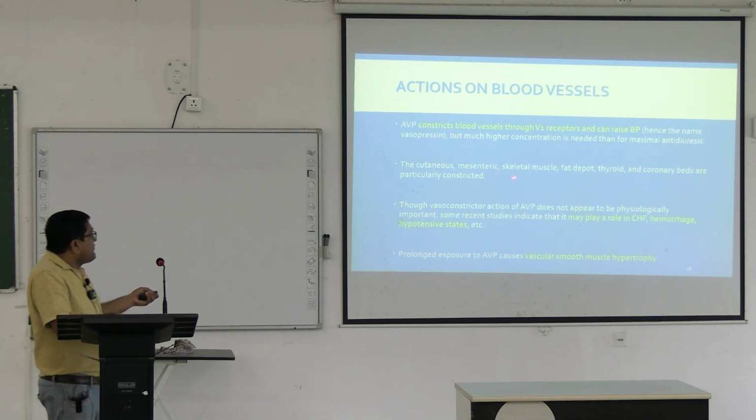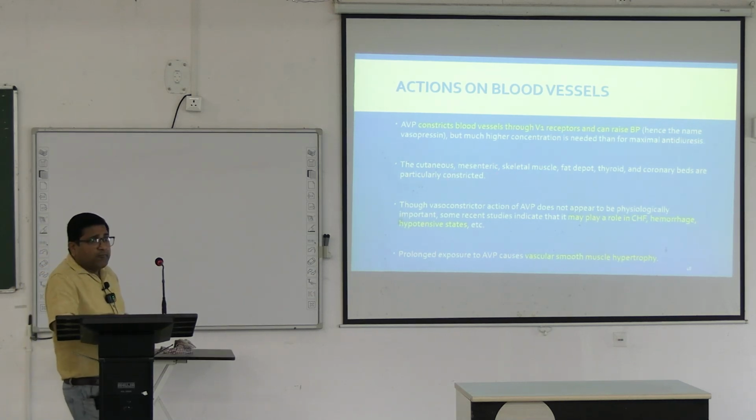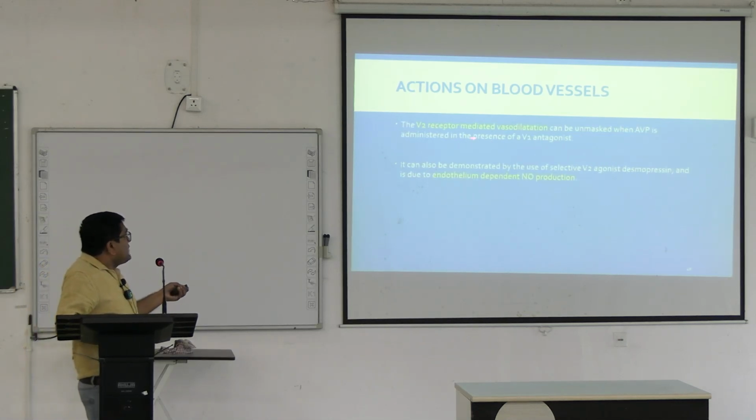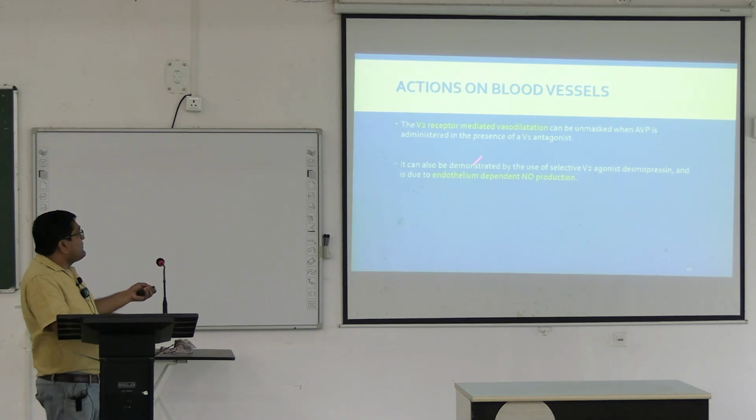The cutaneous, mesenteric, skeletal muscle, fat depot, and the thyroid and the coronary beds are all vasoconstricted. Now, they may play a role in congestive heart failure, hemorrhage, and hypotensive states. Because of vasoconstriction, the blood pressure can be elevated there. Prolonged exposure to vasopressin causes vascular smooth muscle hypertrophy. V2 receptor mediated vasodilatation also occurs, but that action is masked by the V1 receptor action.